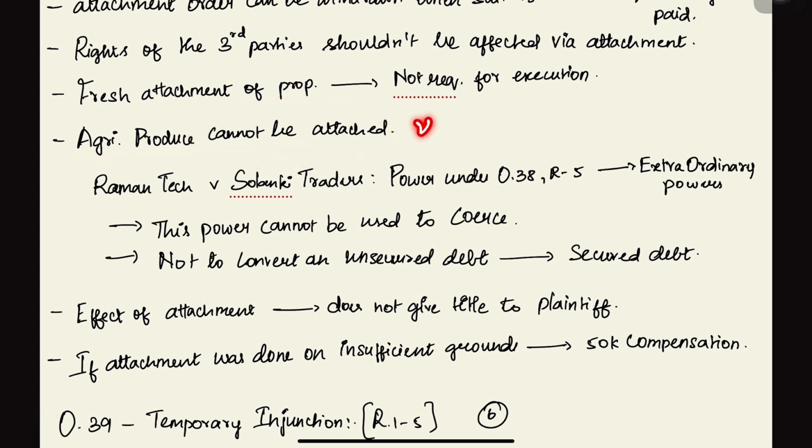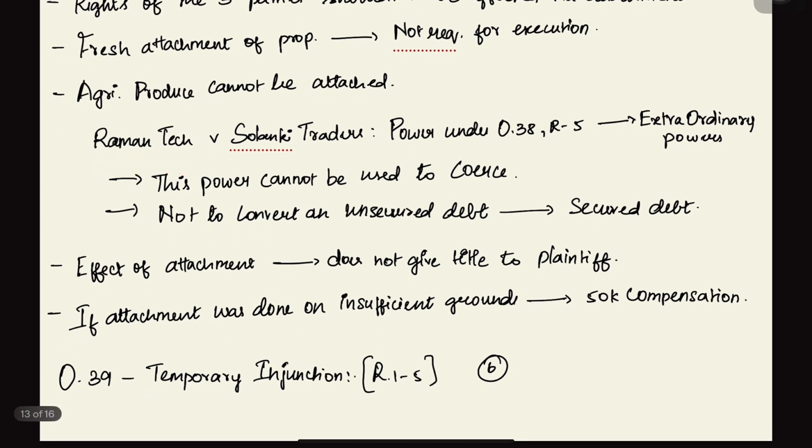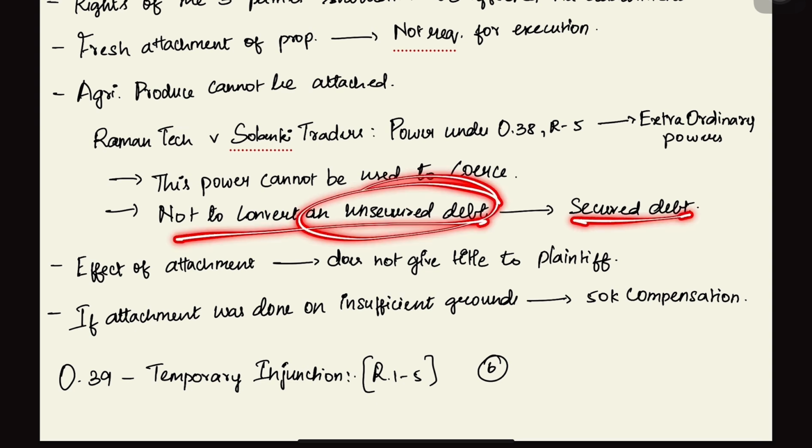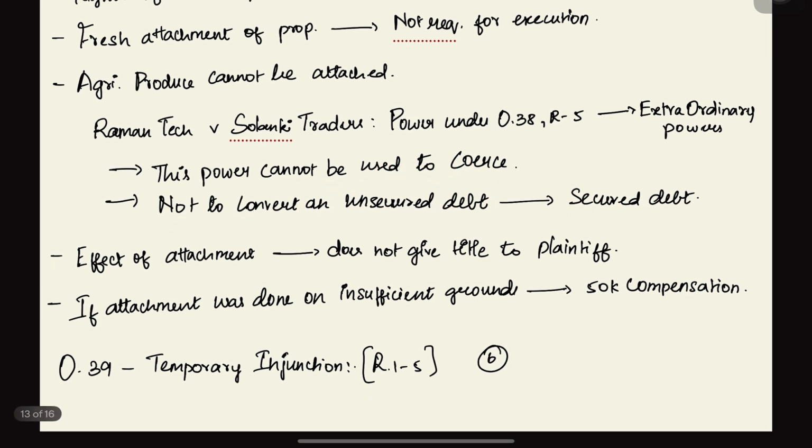Agricultural produce cannot be attached. This is one important point to remember. So in Ramantek versus Solanki Traders, it is held that the power under Order 38, Rule 5, is an extraordinary power and it should be used sparingly. And this power cannot be used to coerce or threaten the defendant, and it cannot be used to convert an unsecured debt to a secured debt.